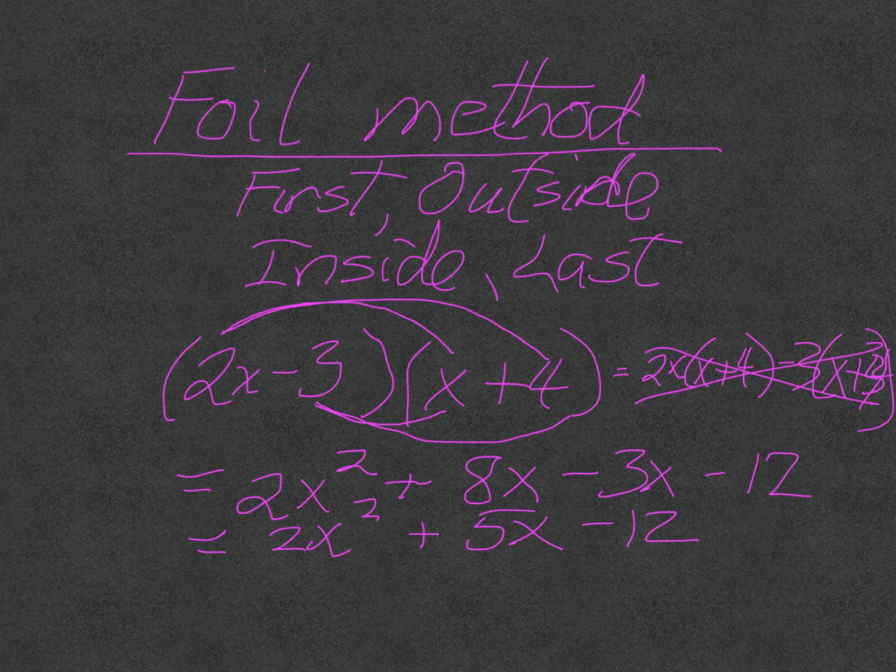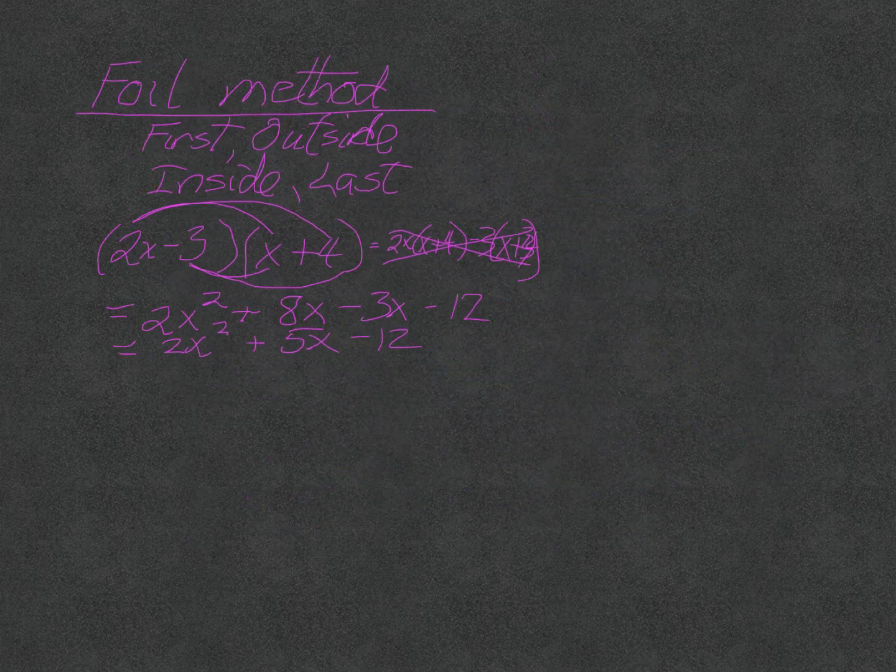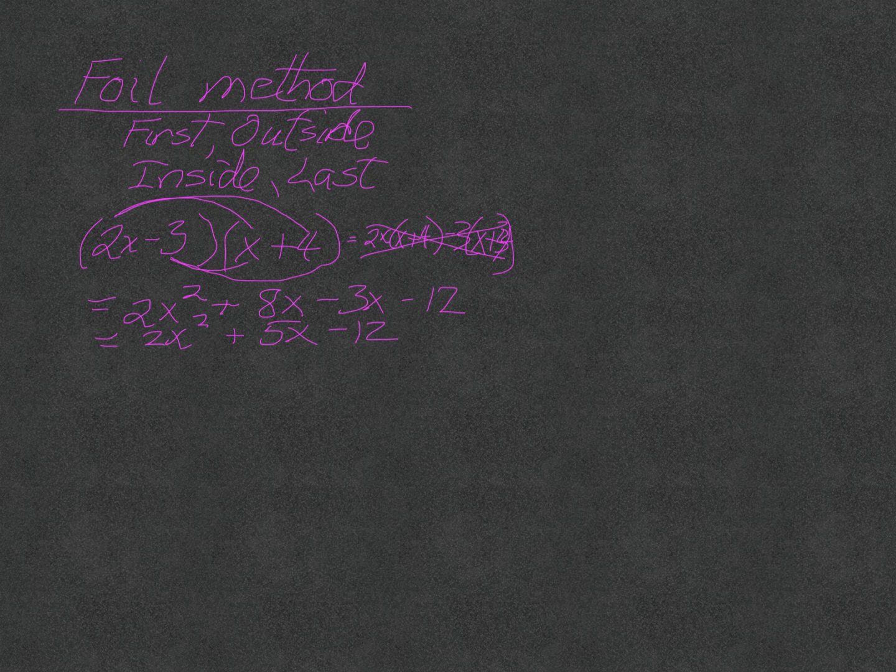All right, why don't we try an example? I'll leave this up here, and let's have you try one. Try this one right here: 5 minus 3y times 6 minus 2y. Ready, set, pause the video. Okay, you're back. Here we go.